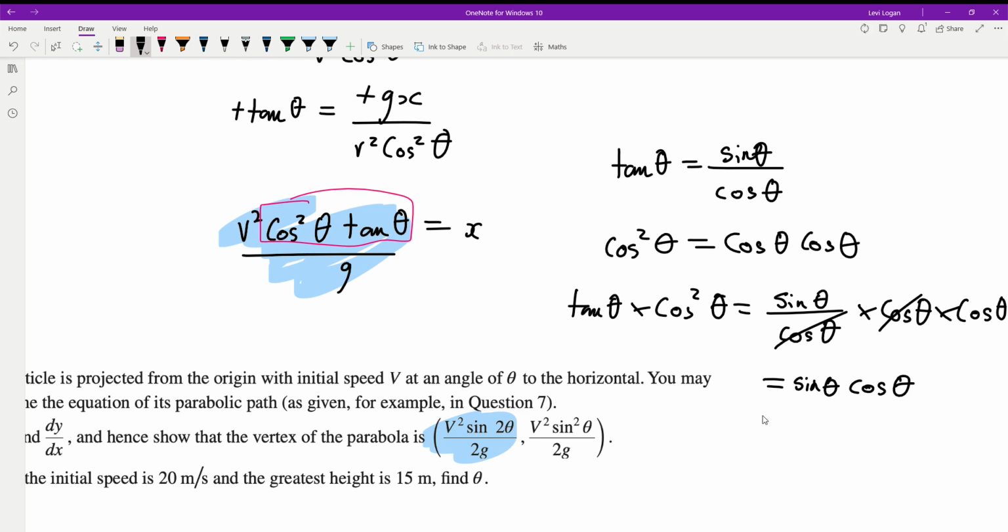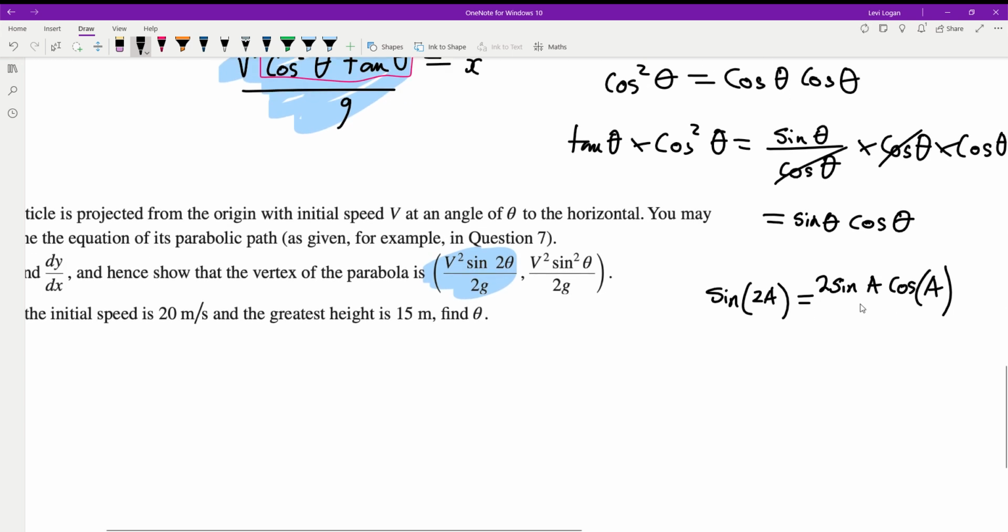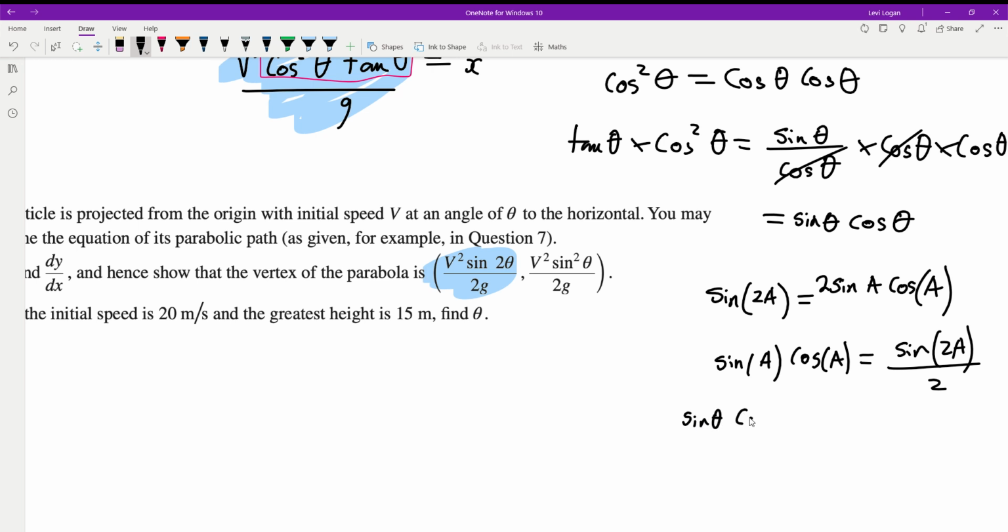Now, there's also a trig identity. If you have sine of 2 times an angle, that's equal to 2 times sine of that angle times cos of that angle. So we can rearrange this so sine of that angle times cos of that angle is equal to sine of twice that angle divided by 2. So replace those with theta: sine theta cos theta is the same as sine of 2 theta on 2.